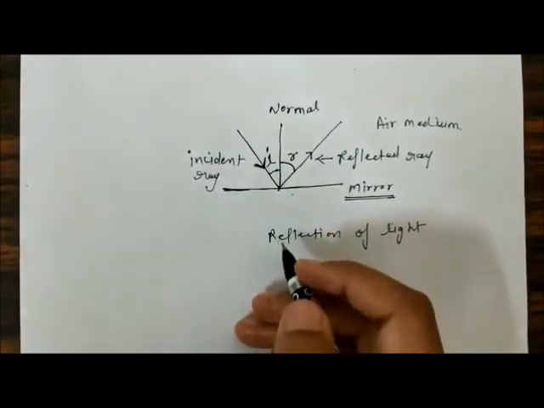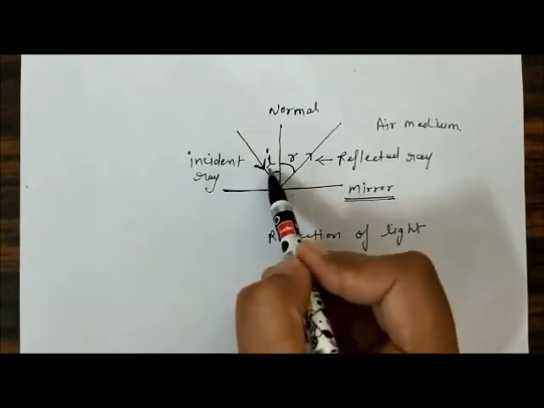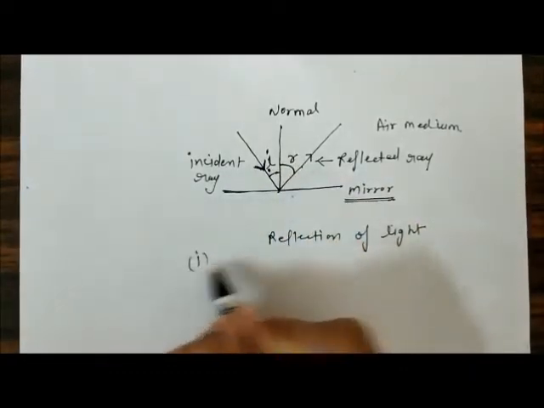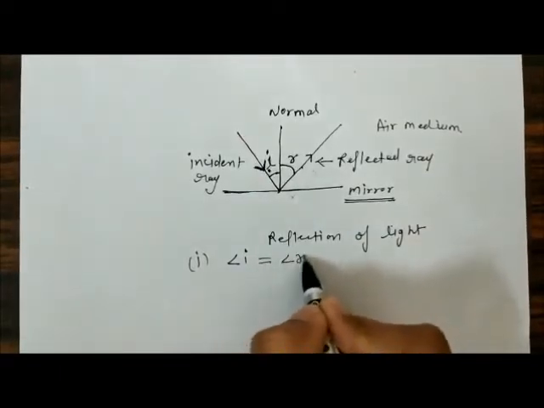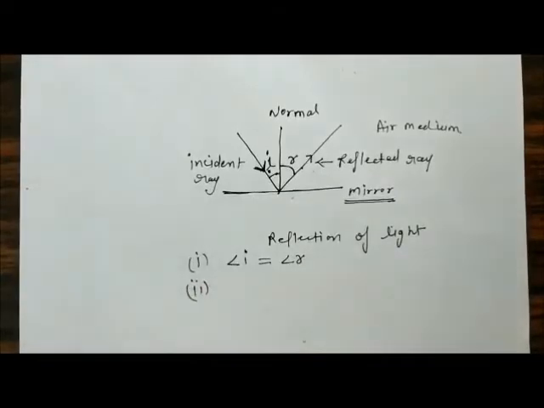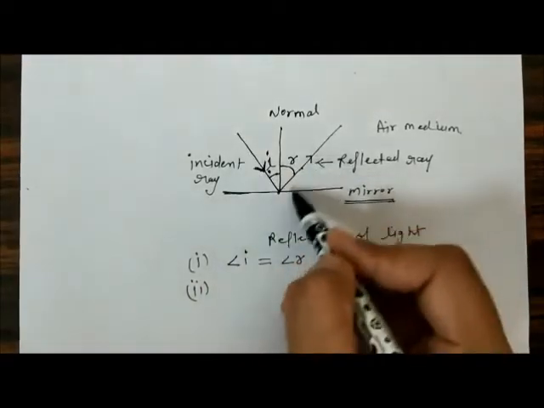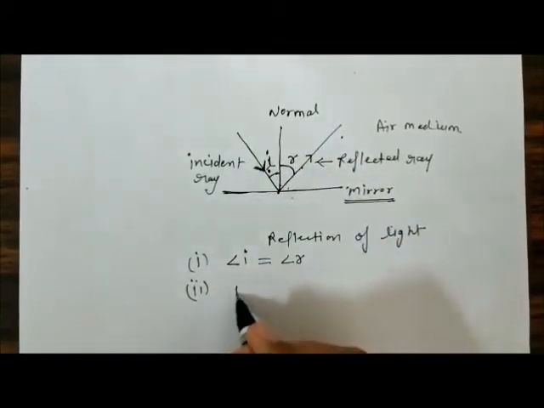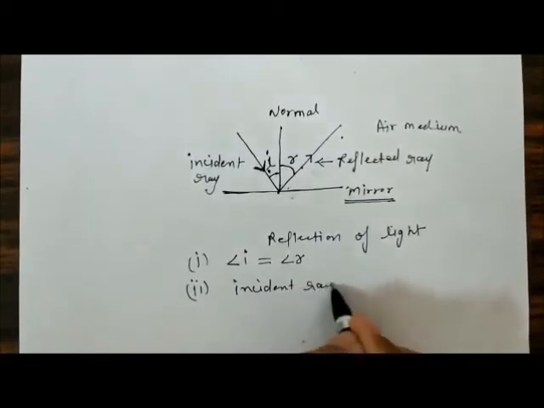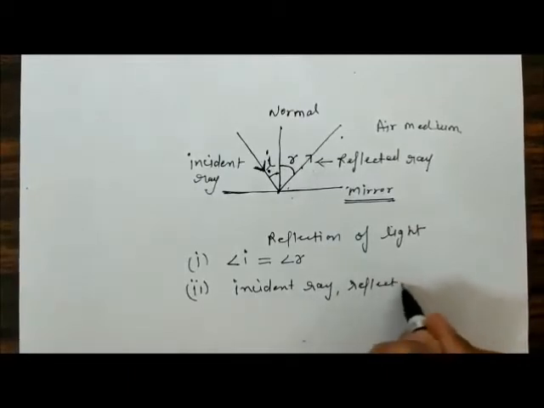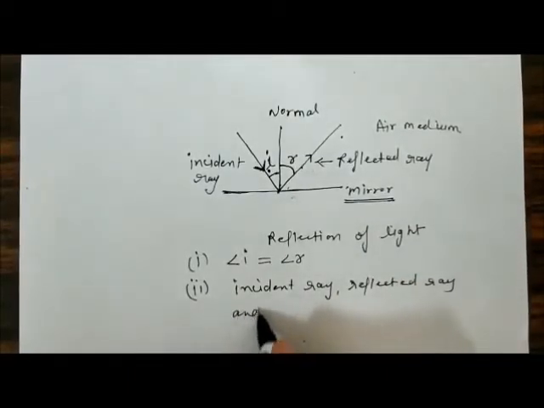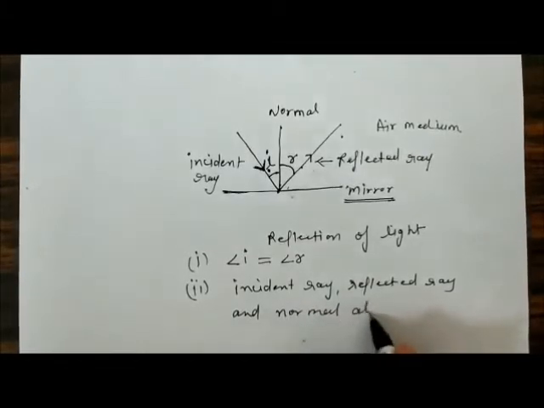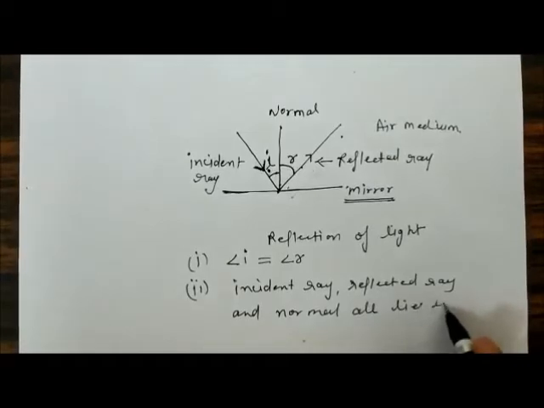Now let us recall the laws of reflection. First law is the angle of incidence is equal to the angle of reflection, and the second law is the incident ray, the reflected ray and the normal all lie in the same plane.